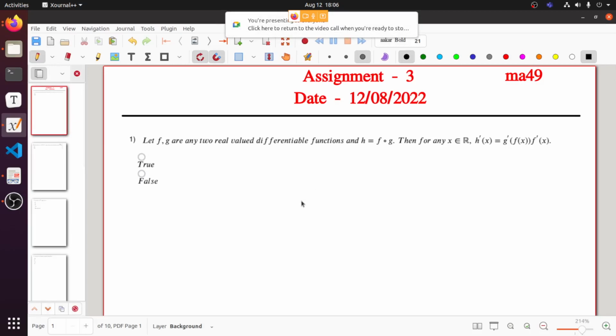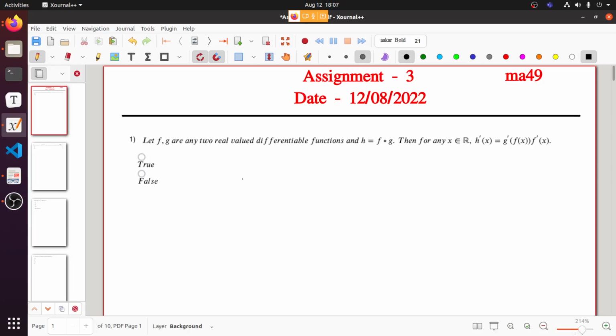So today is week 3 of the course MA 49. Today we will discuss assignment 3 of the previous run of the course. So let's go to the first question. It says, if f and g are any two real valued differentiable functions and h is defined as f compose g, then what will be the derivative of h? You have to say whether it is true or false.